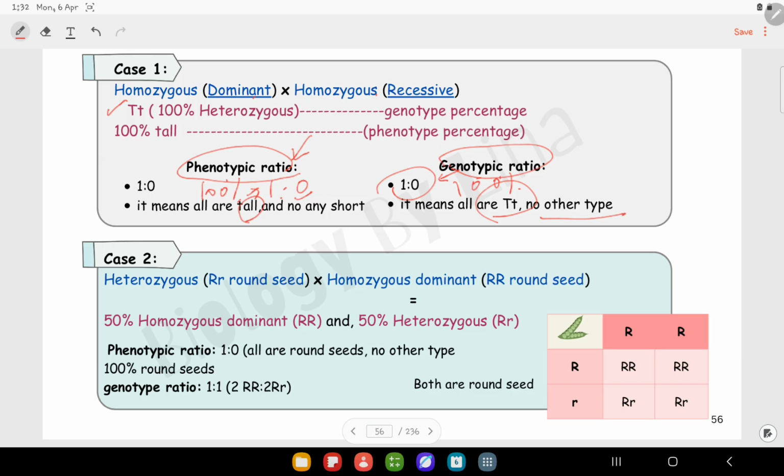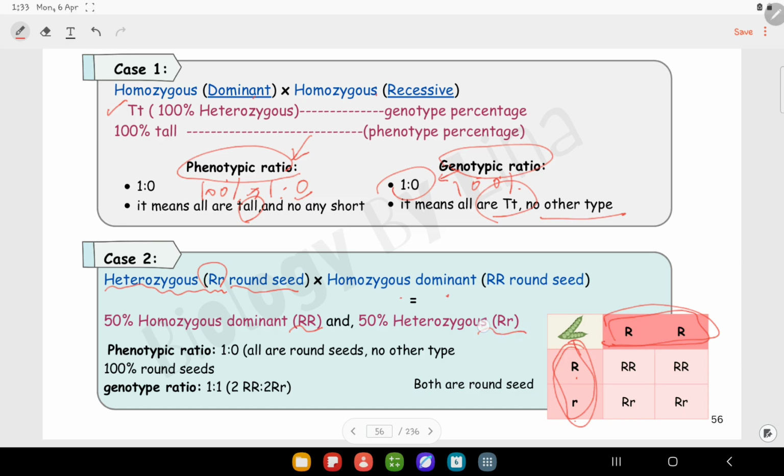In case 2, we will focus on what happens when we cross heterozygous, like for example, capital R small r, which is for round seed, with homozygous dominant. So whenever you cross hetero, like here, we have capital R small r, which is for round seed, with homozygous dominant, capital R capital R. So half of them will be like this parent and half of them like this parent. So we can say 50% will appear capital R capital R, and 50% capital R small r.